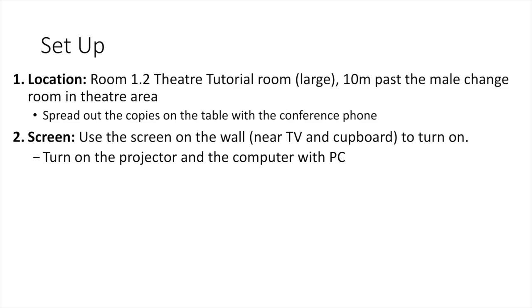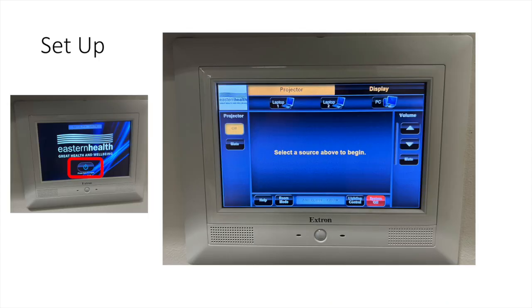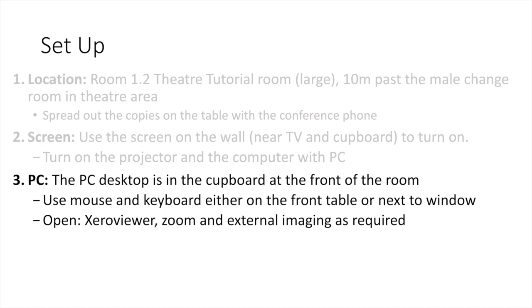To set up for the X-ray meeting, it is found in room 1.2 in the theatre tutorial room. This is 10 metres past the Mayo change rooms in the theatre area. The control panel in the front corner of the room will be used to set everything up. Go to this control panel and make sure that the projector is on PC as well as display is on PC. Once you've done this, log in and ensure that you have opened up Zero Viewer, Zoom and external imaging as required. The mouse and the keyboard should either be found on the front table or next to the window.